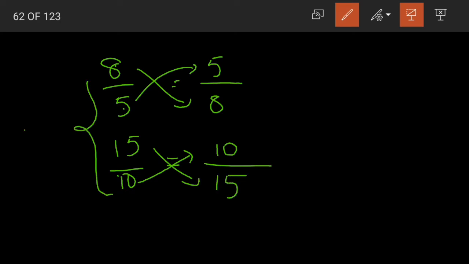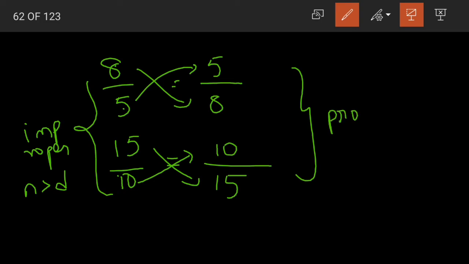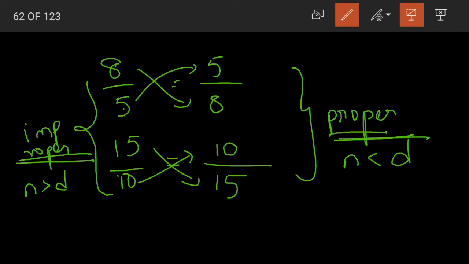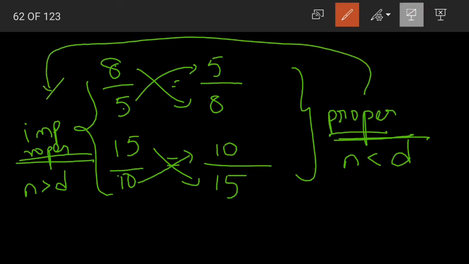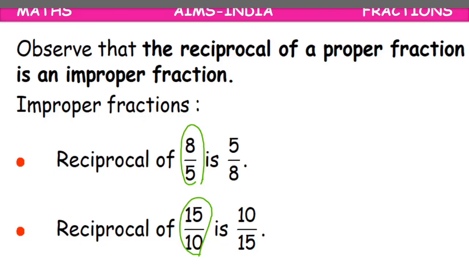Yes, children? And again, if we observe, we started with improper fractions where numerators are greater than the denominator. But when we write the reciprocals, they are proper fractions where the numerators are less than the denominator. Understood, children? In reciprocal, as I said, it is the reverse or the opposite. When we write the reciprocal of an improper fraction, it will be a proper fraction. And when we take a proper fraction, its reciprocal would be an improper fraction.